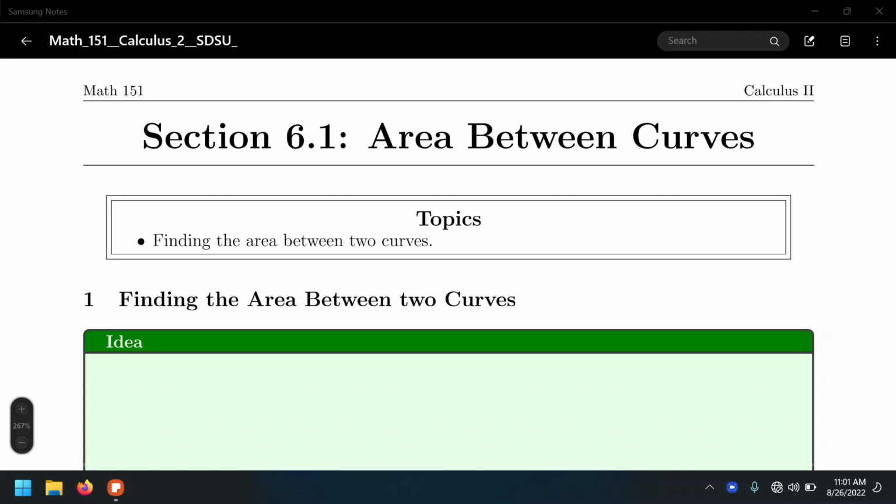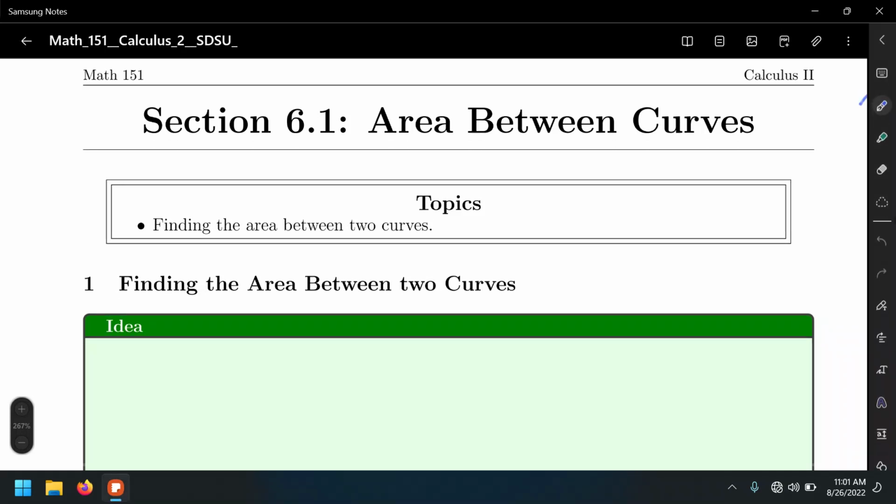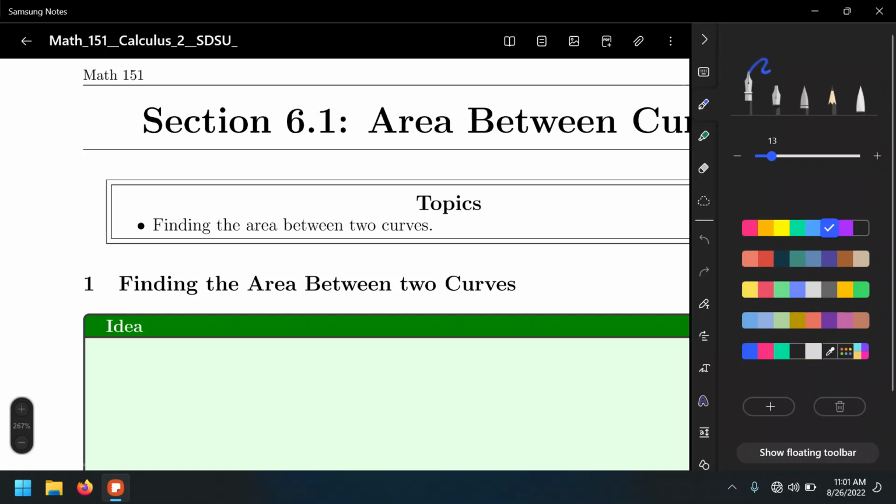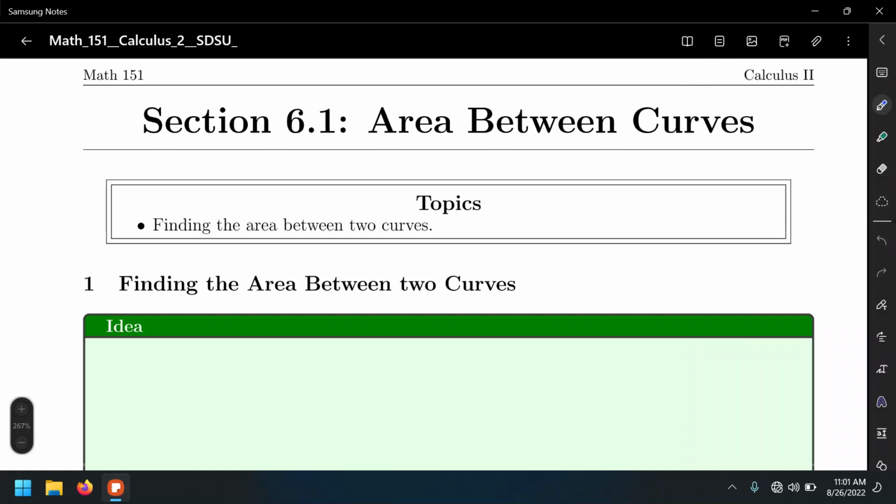Today we move on to a whole new chapter, chapter 6, and it's about applications of integration, which in a way you did a little bit of already, even though not necessarily as an application for areas, but rather we used the idea of area under the curve in order to construct the integral.